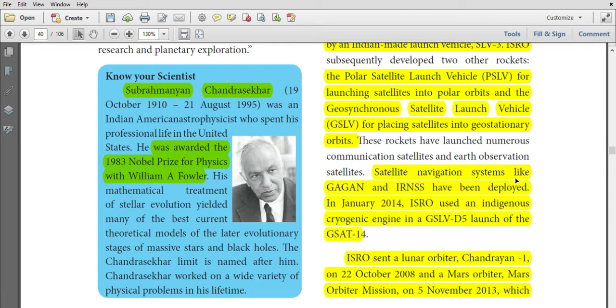Satellite navigation systems, GAGAN and IRNSS, have been deployed. These are made satellites for military purposes. ISRO used an indigenous cryogenic engine in the GSLV D5 and launched the satellite GSAT-14.